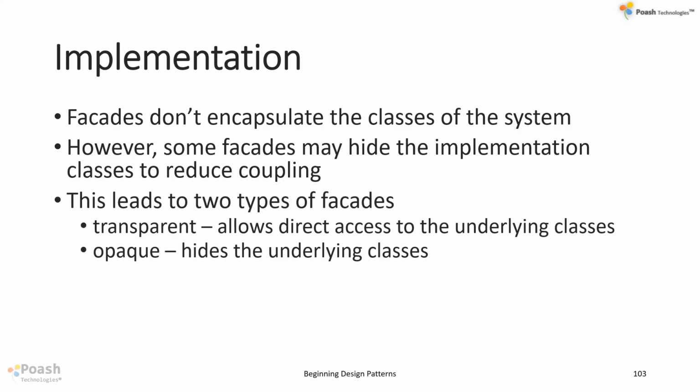This leads to two types of facades: transparent facades and opaque facades. Transparent facades allow direct access to the underlying classes. So in this case, the facades are optional to the clients. But opaque facades hide the underlying classes. So without the facade, the clients cannot use the underlying classes of the system.